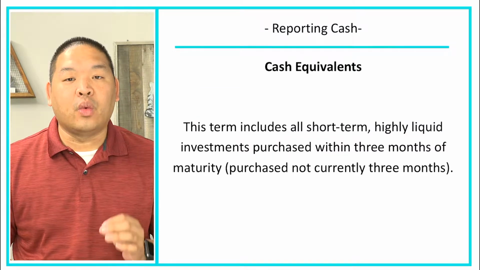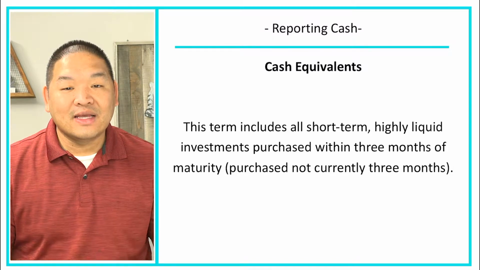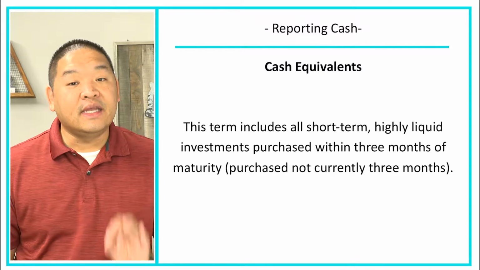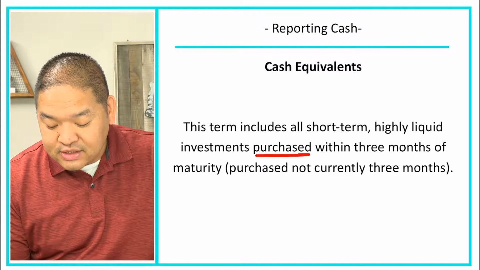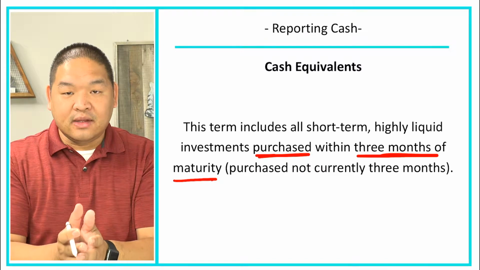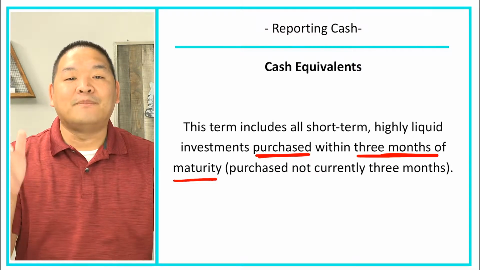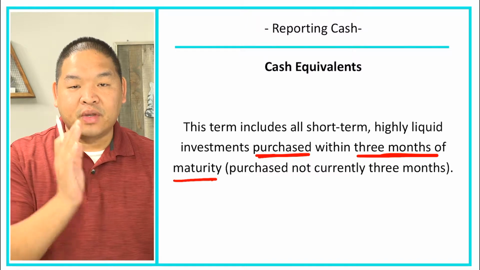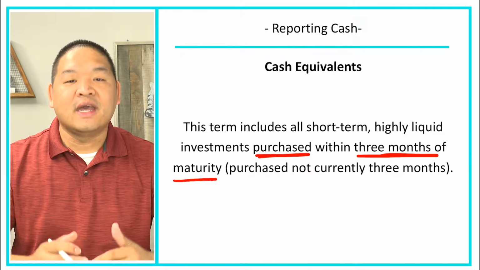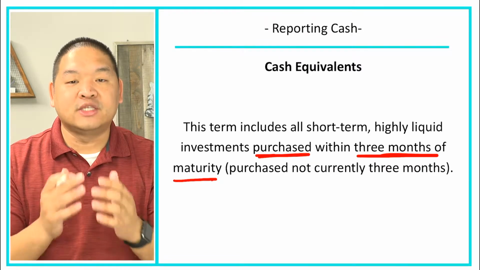What is a cash equivalent? Well, a cash equivalent means all short-term, highly liquid investments purchased within 3 months of maturity. The key word here is that it was purchased within 3 months of maturity. It doesn't include highly liquid investments that you purchase that have a maturity date of 1 year, but today we are now within 3 months of its maturity date. It does not include those type of investments. So when you purchase the investments, they must have an original maturity date of 3 months or less.